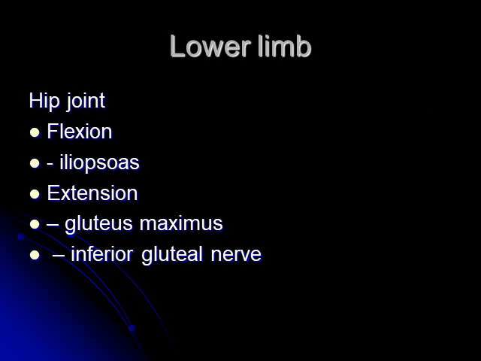Now coming to the lower limb muscles, joints and nerves. First I am going to give you an overview of the joints in the lower limbs. The movements of the hip joint are flexion, extension, abduction and adduction. Flexion is done by the iliopsoas muscle. Extension is done by the gluteus maximus muscle, which is supplied by the inferior gluteal nerve.